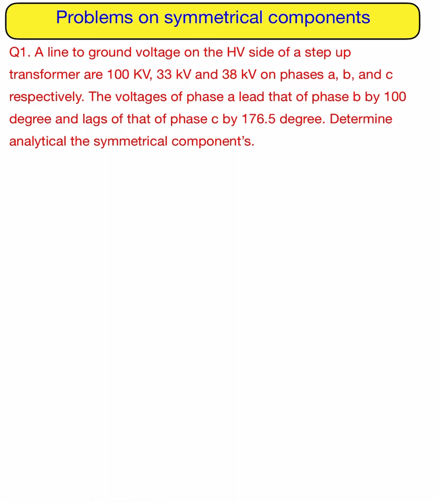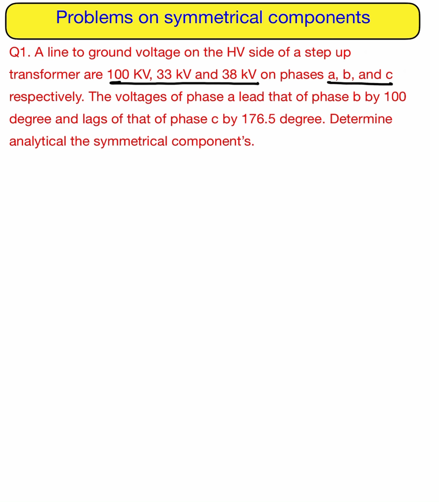Today we will discuss problems related to symmetrical components. The question is given on the screen. The line to ground voltages on the high voltage side of a step-up transformer are 100 kV, 33 kV and 38 kV on phases A, B, C respectively.